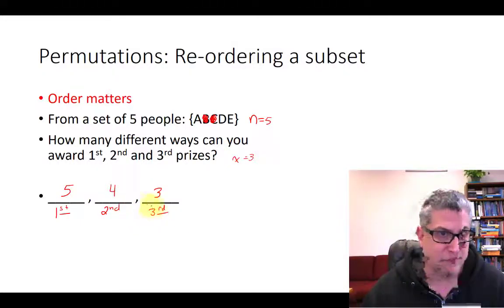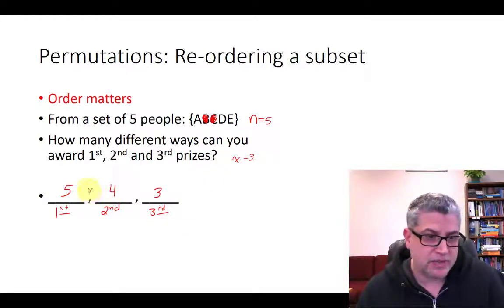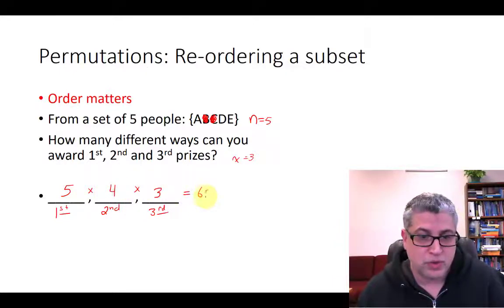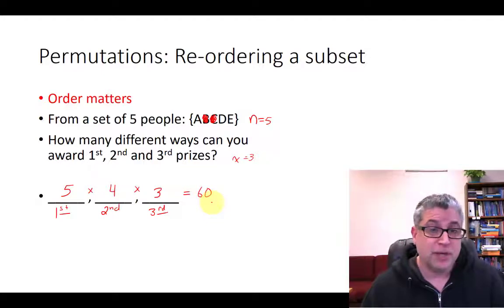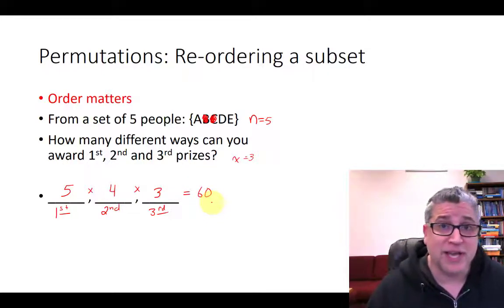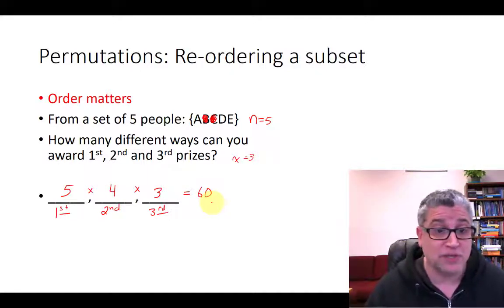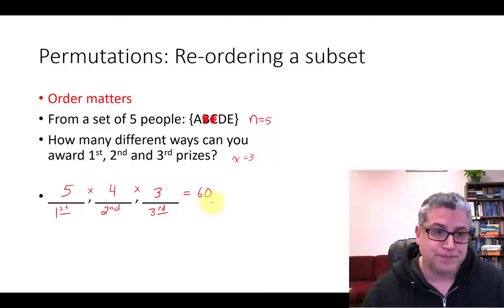So that's it. How many different ways can we reorder 3 out of 5 people? It's 5 times 4 times 3, which is 60. And this is also why I didn't do that tree diagram. That'd have been a really complicated tree diagram with 60 different outcomes. You can also see why the formulas are so useful.